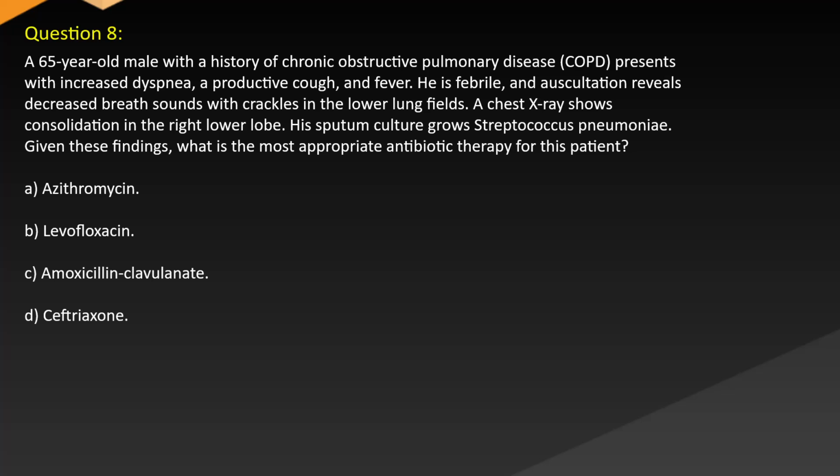Question 8. A 65-year-old male with a history of chronic obstructive pulmonary disease (COPD) presents with increased dyspnea, a productive cough, and fever. He is febrile. Auscultation reveals decreased breath sounds with crackles in the lower lung fields. A chest X-ray shows consolidation in the right lower lobe. His sputum culture grows Streptococcus pneumoniae. Given these findings, what is the most appropriate antibiotic therapy for the patient?